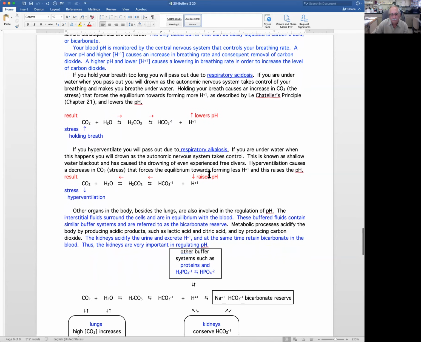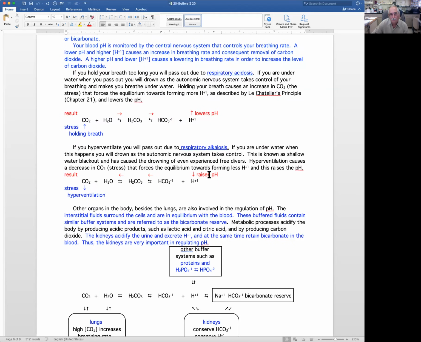Here's a couple of things. If you hold your breath for too long, you're going to pass out due to what's called respiratory acidosis. So what happens is this. Here's the equilibrium over here. You're creating CO2. It combines with water to form carbonic acid, which is a weak acid, then ionizes. Here's what affects the pH. If you hold your breath, that means you're creating CO2 faster than you're getting it out of your body. So the stress, which I always put on the bottom, is that you're increasing the amount of CO2.